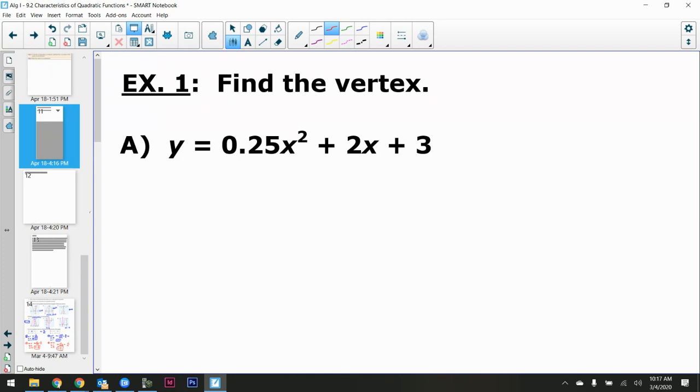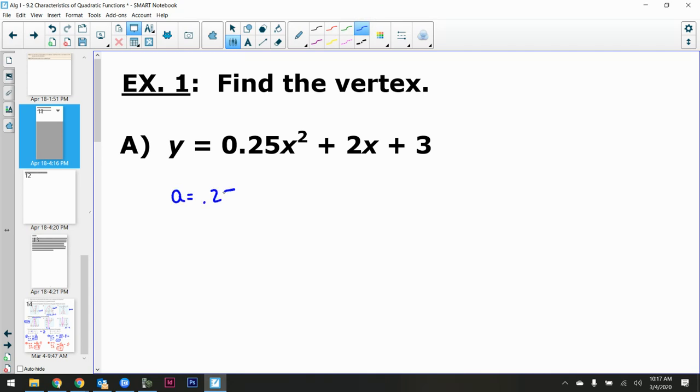Okay, so remember that we find a vertex by finding the axis of symmetry, then plugging it in. Is everybody reminded of that? We find our axis of symmetry, and then we plug it in. It's kind of like doing 2 problems in 1. So we did this problem on the last video, but we're going to do it again.